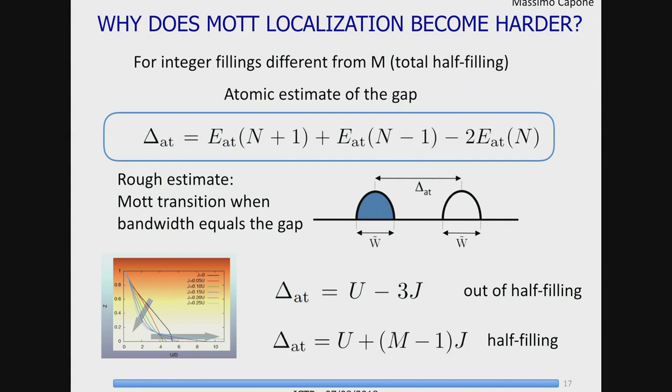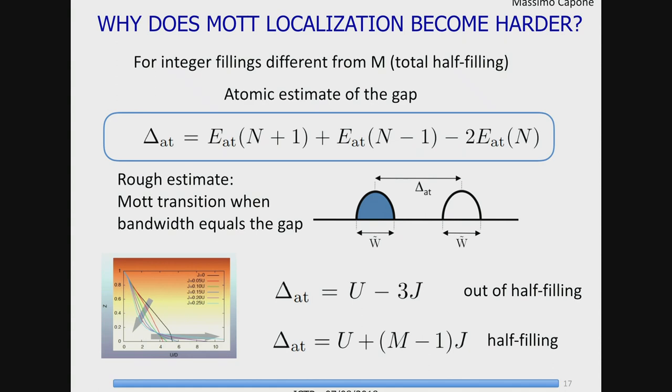Of course, because my naive argument would suggest that Mott localization would always be easier. Actually, if you do the simplest thing you can do, the atomic estimate of the Mott gap, so basically just compute the energy cost of exciting one electron from one site to the other, so the energy of n plus 1 plus n minus 1 minus the energy for the uniform situation, you can do this for our problem, and you find that at half filling, the atomic gap grows, so it's, again, easier to Mott localize. Out of half filling, the Mott gap decreases. So basically, your system has some constraints, but it just cannot open a Mott gap.